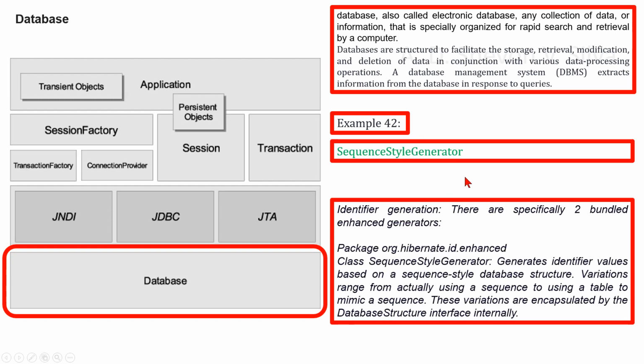Now we are considering identifier generation. There are specifically two bundled enhanced generators. The class SequenceStyleGenerator in package org.hibernate.id.enhanced generates identifier values based on a sequence-style database structure. Variations range from actually using a sequence to using a table to mimic a sequence. These variations are encapsulated by the DatabaseStructure interface internally.